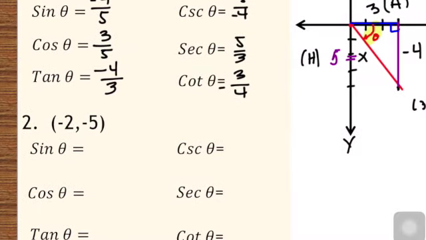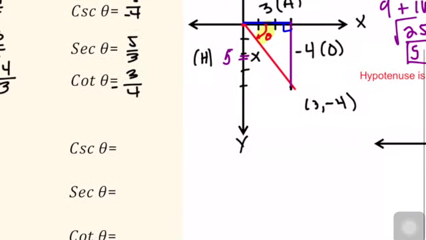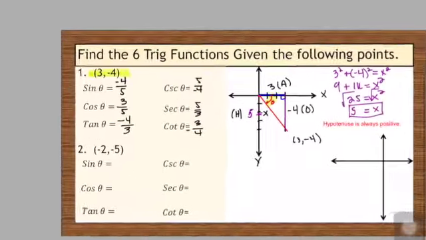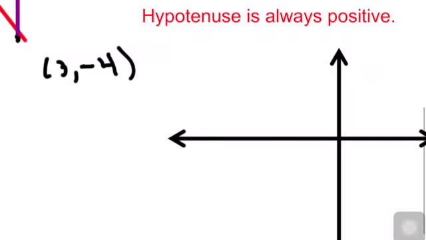So -2, -5. We're going to look at one that is not going to end up with whole numbers. We'll probably end up with a square root in the hypotenuse. So let's see, -2 and -5. We're going to go left 2, so I'm going to go left 1, 2, and then I'm going to go down 5. So 1, 2, 3, 4, 5.